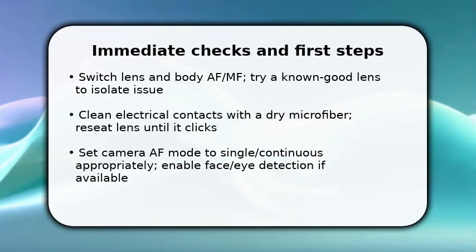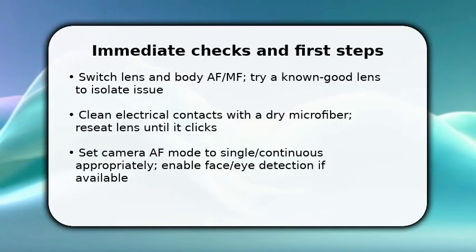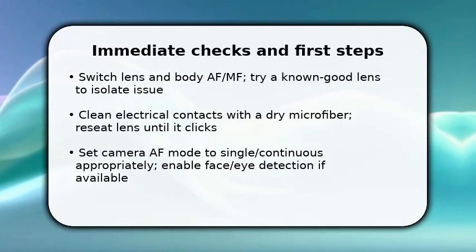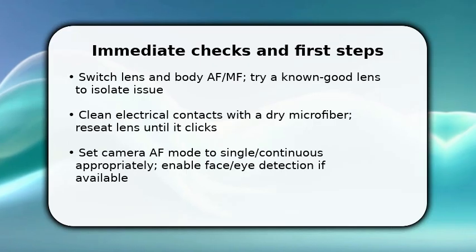You start by isolating parts. Swap the lens to confirm whether the body or lens causes the blur. Once done, switch the lens and camera between AF and MF to see if focusing behavior changes, because that tells you where to look next.